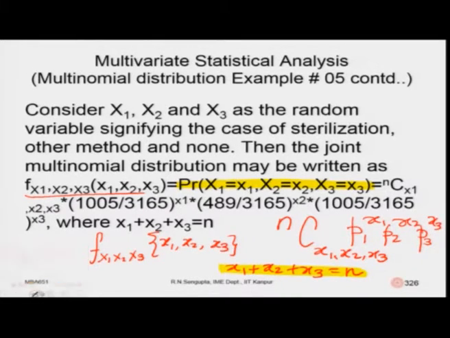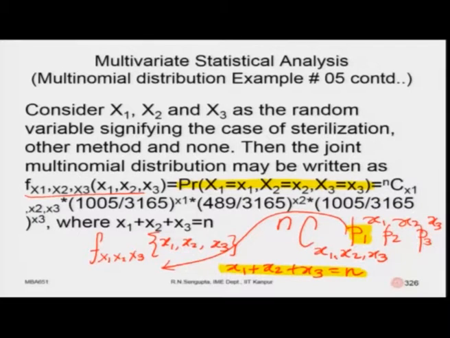So, now if I ask you the question what is P1 or P2 or P3, you will rightly mention that. So, P1 would be the number of women who are using sterilization, because x1 corresponds to that number of people, with respect to the total number of women who have been the respondents. So, that would obviously be 3165 is the total number. So, it will be 1005 divided by 3165.